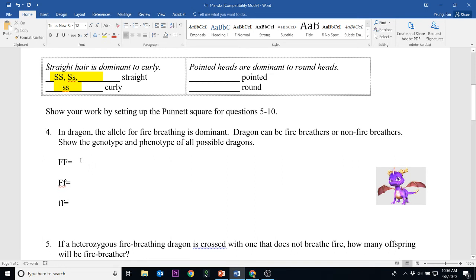So let's try two big F. Is it going to be a fire breather or not? You should get it, right? Are you understanding what I'm trying to get at in number 4?